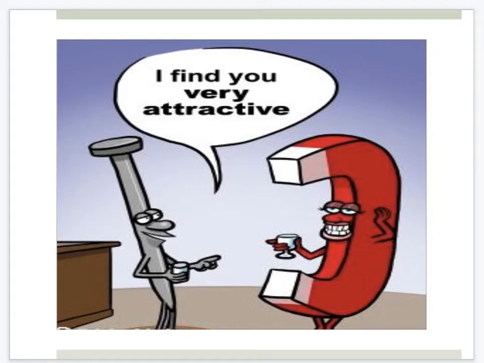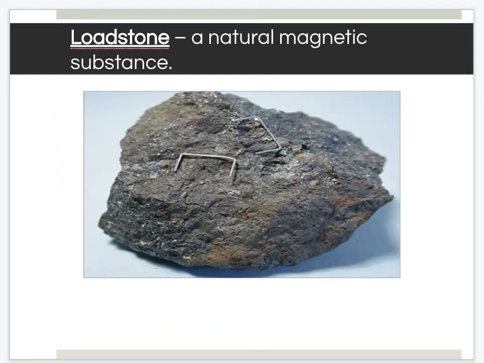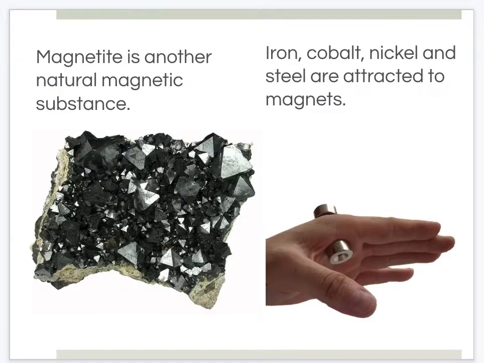Okay, just a joke. If you remember back to the rocks and minerals lab when we tested the minerals for magnetism, lodestone is a naturally magnetic substance, so that actually acts as a magnet, and things that are magnetic will stick to it. Magnetite is also another natural magnetic substance. Iron, cobalt, nickel, and steel are attracted to magnets. So metals that contain iron, cobalt, nickel, and steel are attracted to magnets.